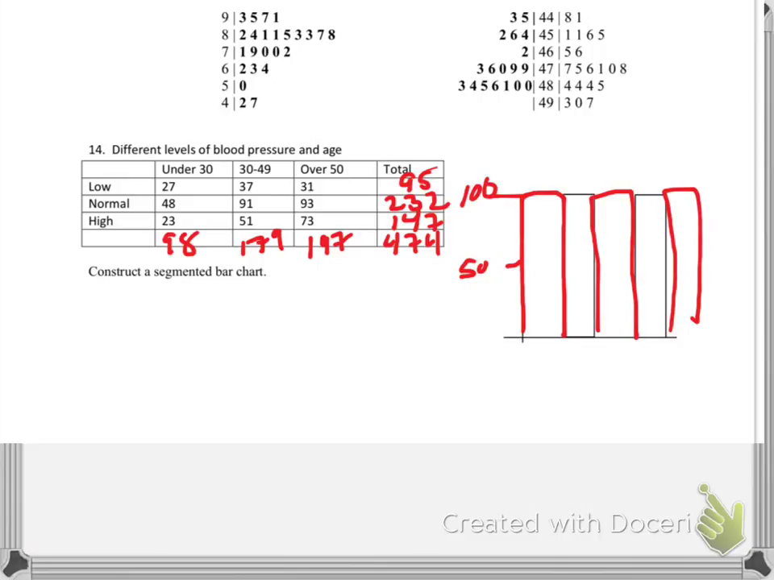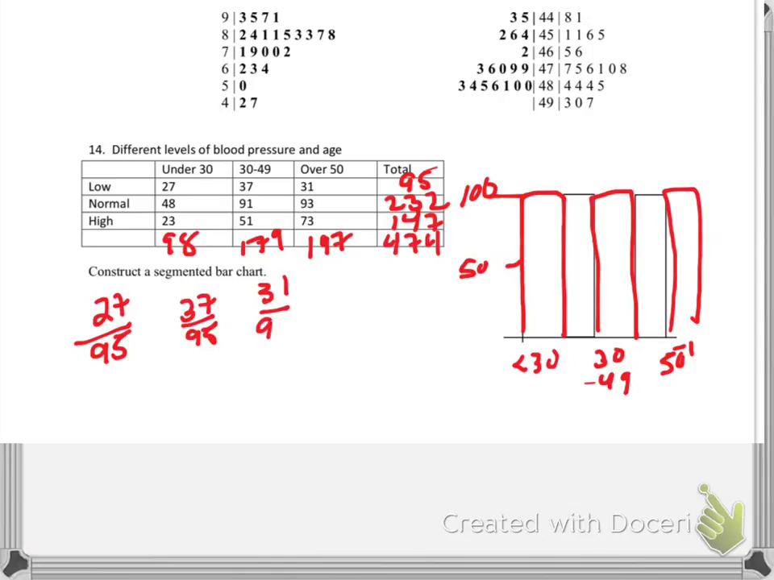And we'll make this one, what, less than 30? We'll make this between 30 and 49. And this would be 50 plus. Okay, so let me do the math here. Less than 30 here. So low is going to be 27 divided by 95. And then I'm going to have 37 divided by 95. And then 31 divided by 95. Let me go do the math and I'll come back to you guys.